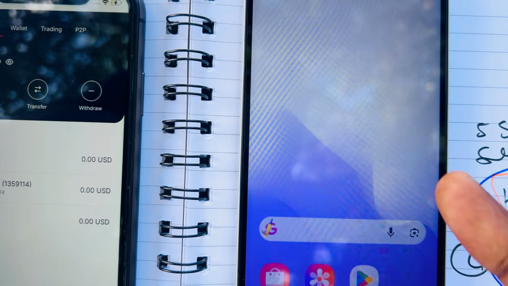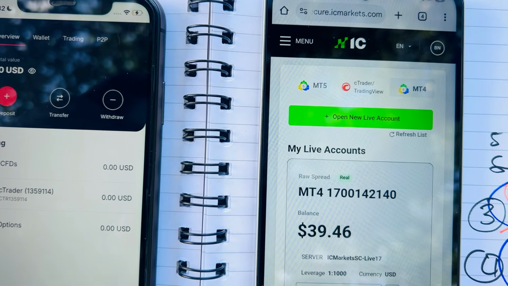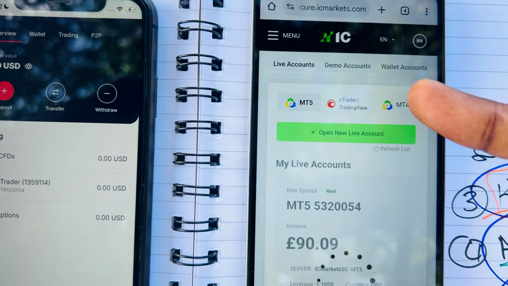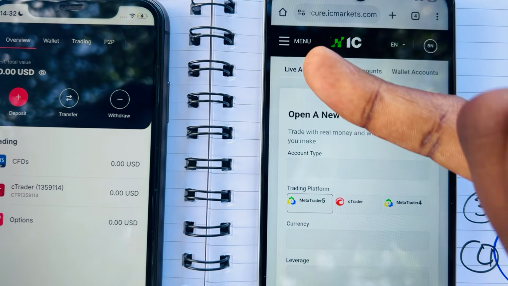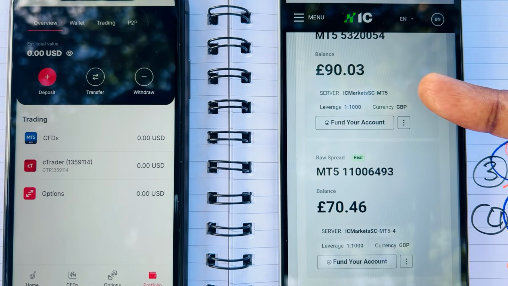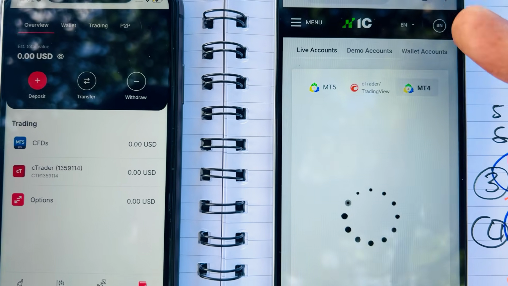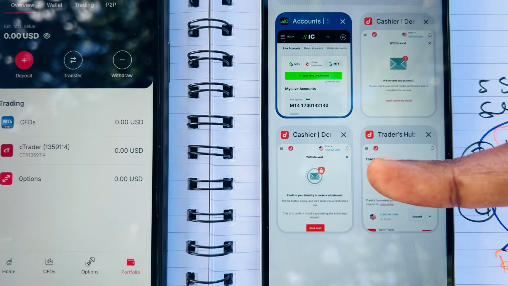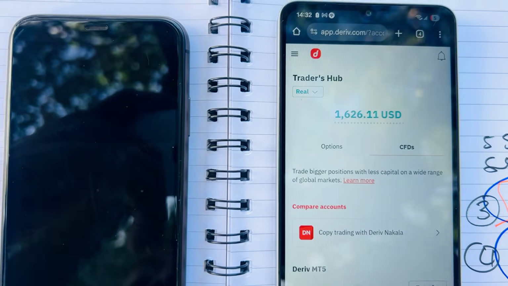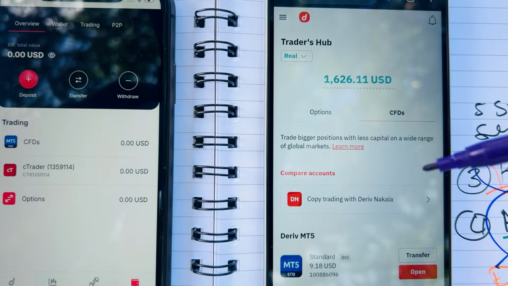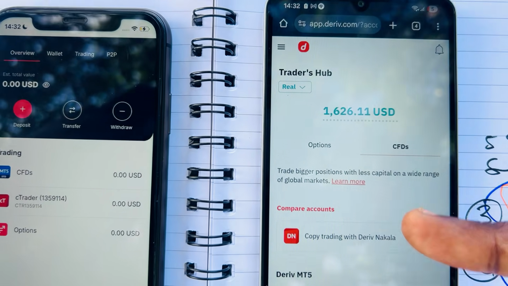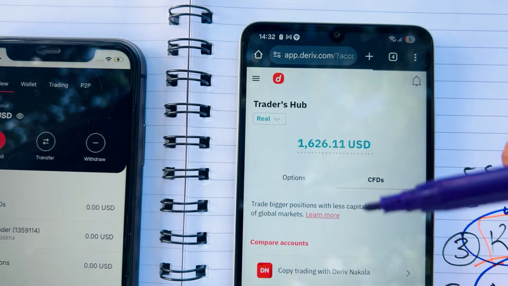For me, I'm in phase 1 because I've already started trading my trading account a long time ago. This is IC Markets, my real account on IC Markets, MT4, MT5. So I am able to trade with MT5 and MT4. All right. Now let's go to my derivative account. This is my derivative account, so I can go to CFDs. This is phase 1, and I can use my trading account to take trades.